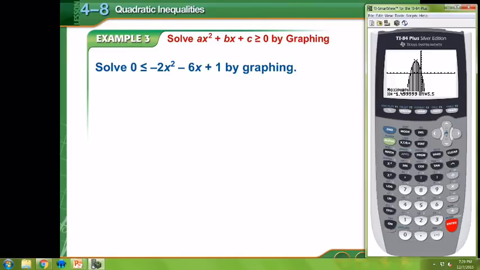Okay, so for your homework from this section, you are only going to do the front side, which says to solve by graphing on this study guide and intervention. Don't worry about the other side. We're only doing the front side where you're graphing.